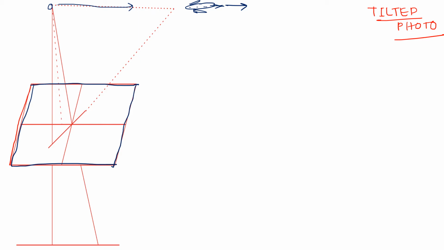And the position of the camera or the position of the lens is denoted as point O, which is called the point of projection.